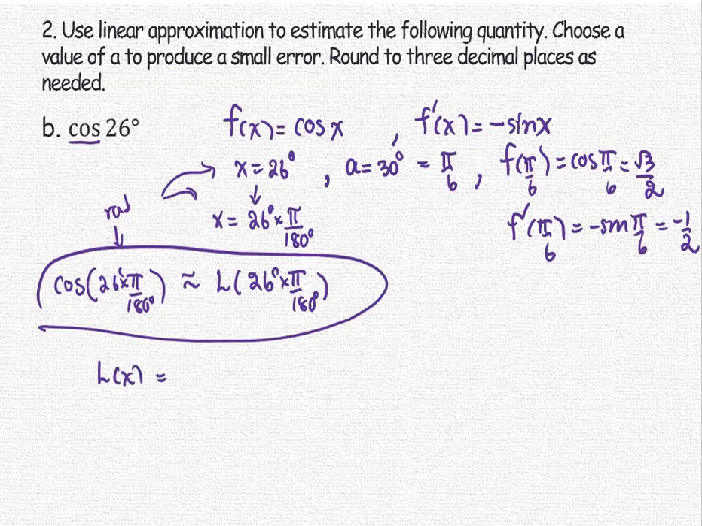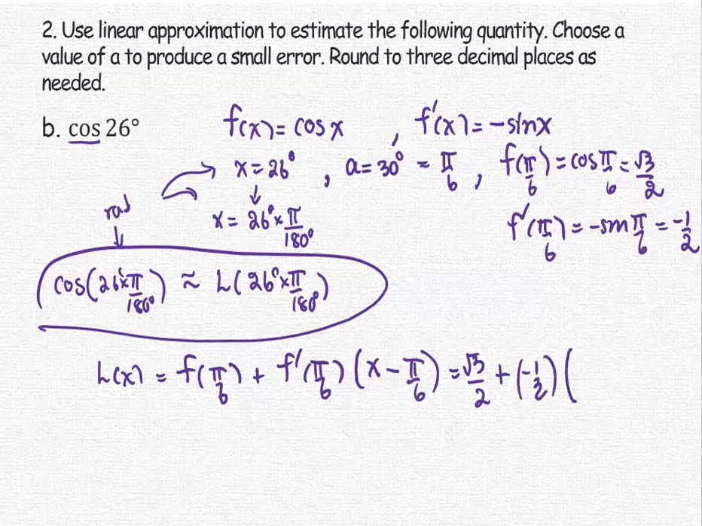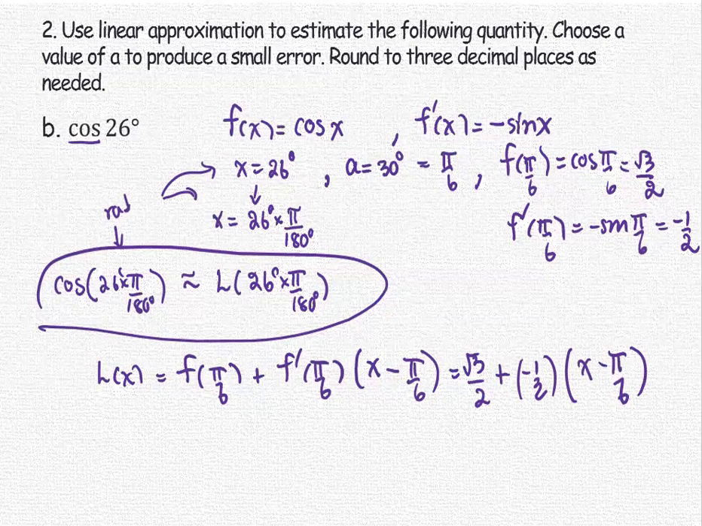So L(x), the linear approximation, is the function at pi over 6 plus the derivative at pi over 6 multiplied by x minus pi over 6. The function at pi over 6 is square root 3 over 2, plus f prime, which is negative 1/2, multiplied by x minus pi over 6. And then we just use x equals 26 times pi over 180.